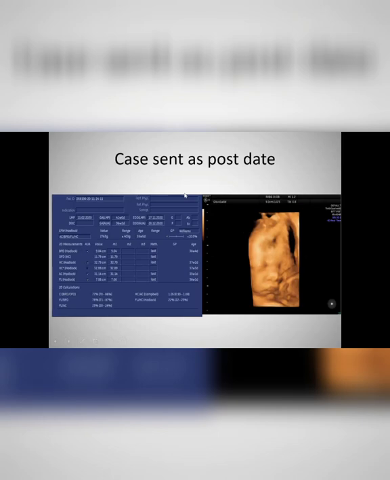Then here, another case. This case was sent as being post date. It's a nice boy fetus. And here, when we do the biometry, we found that it's very small on dates, but I think it's only a miscalculation, because the baby was very good. I will show you all the indices of the baby. All is very good. So I thought that the mother has a miscalculation, although she's insisting that she knows the period well. There is nearly 1 month lagging.